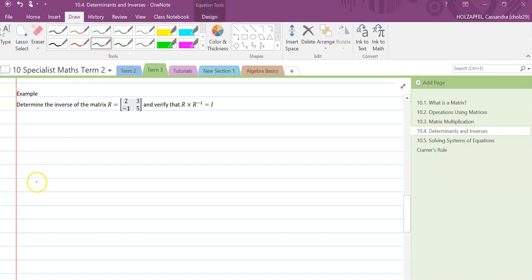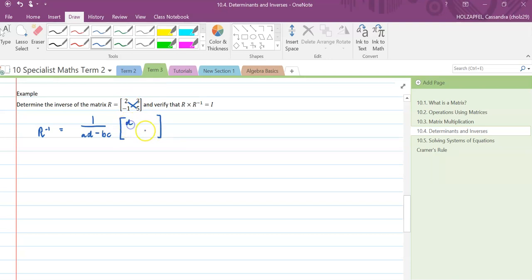Okay, so let's write in our formula first. Our multiplicative inverse is going to be equal to 1 over the determinant. So remember to do that. We're going to do 2 by 5, which is the same as AD, take away BC. Then we're going to multiply that by our new matrix. Remember, with our new matrix, A and D are going to swap spots, and then B and C are going to swap signs.